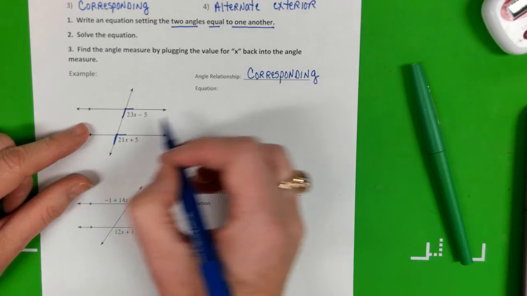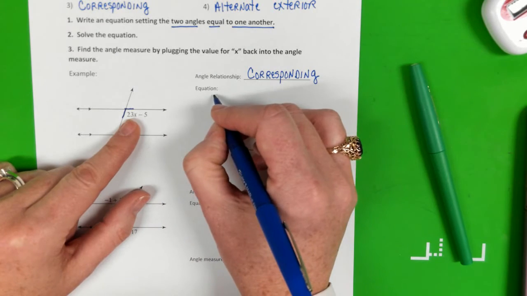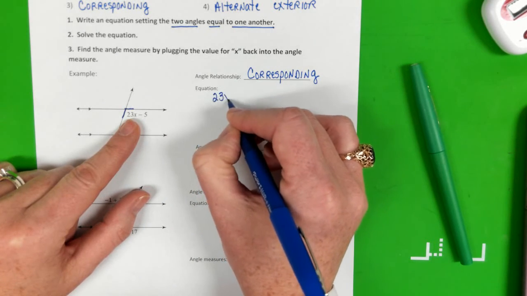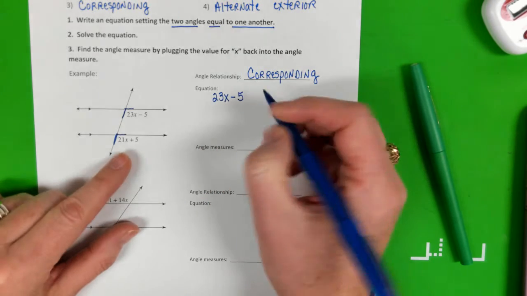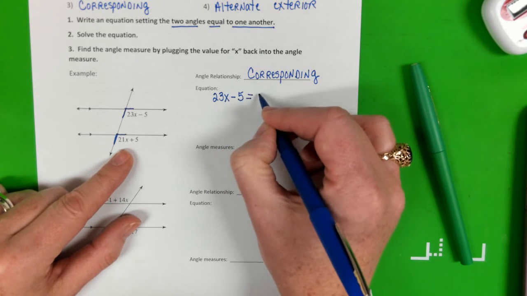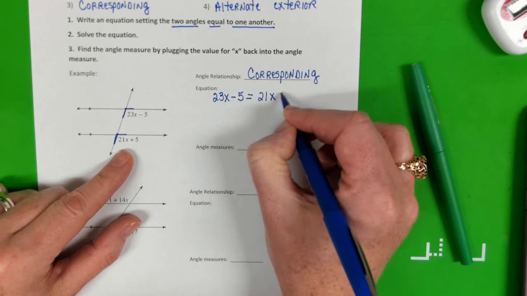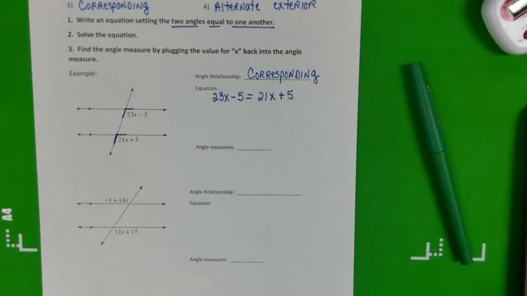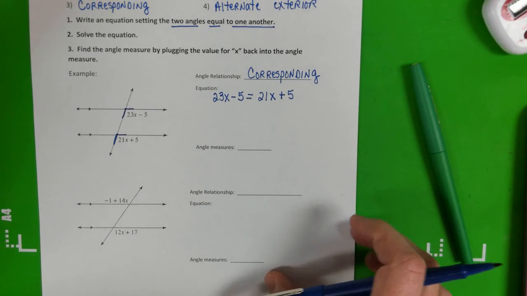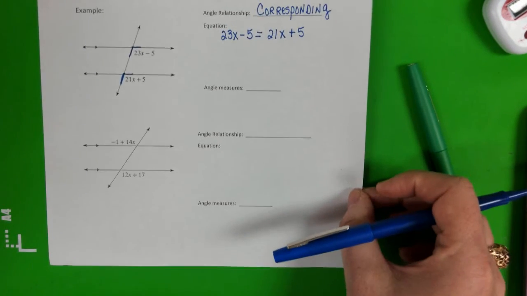They're congruent. So all I have to do is take one angle, 23x minus 5, and set it equal to the other angle, 21x plus 5. And that's it. That's how we write the equation. We'll go to the next step on another day. Okay, let's look at the next example.